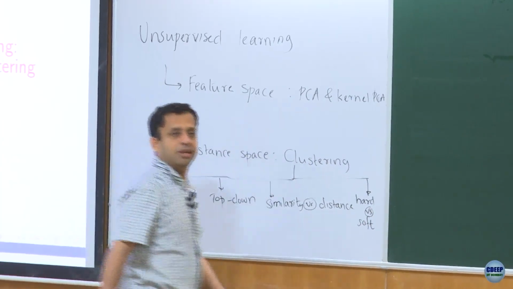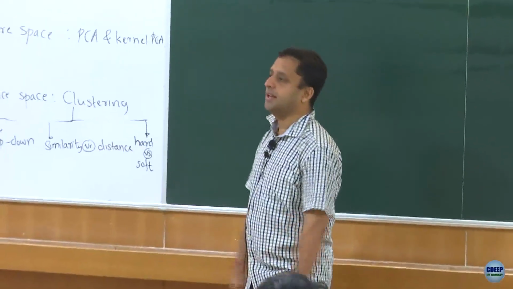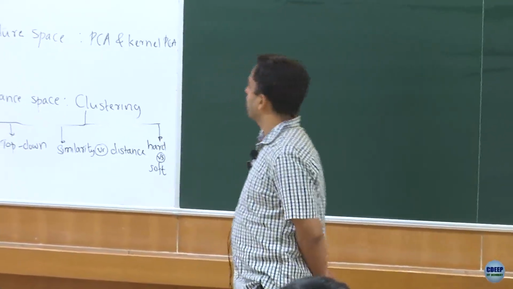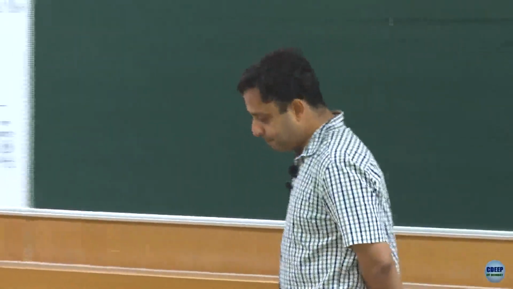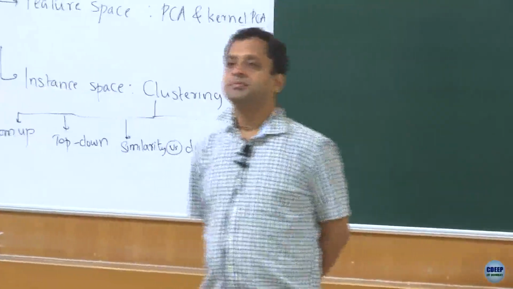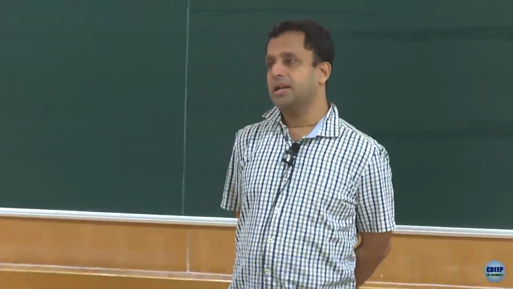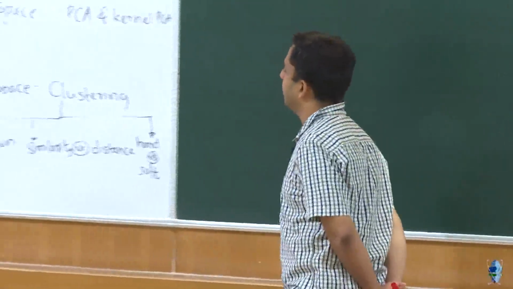So this is a kind of summary of unsupervised learning methods that we have touched upon so far. So we talked of feature space and how we could reduce dimensionality using principal component analysis, where you find directions along which the points are most spread and do that successively. And we also saw kernel PCA.